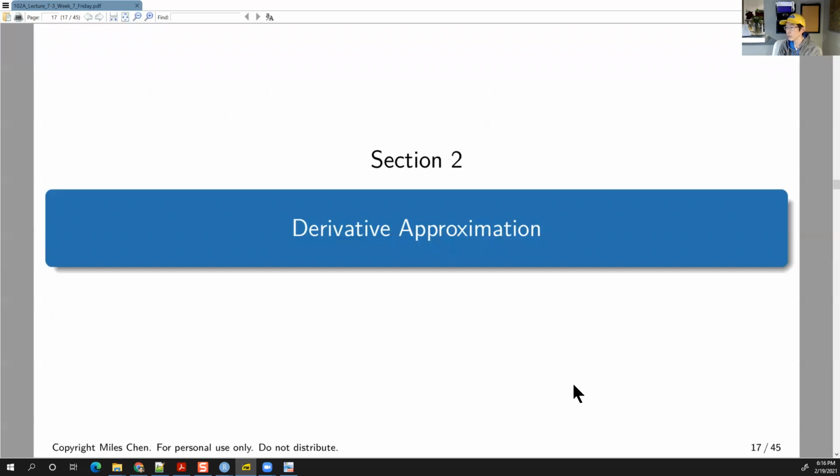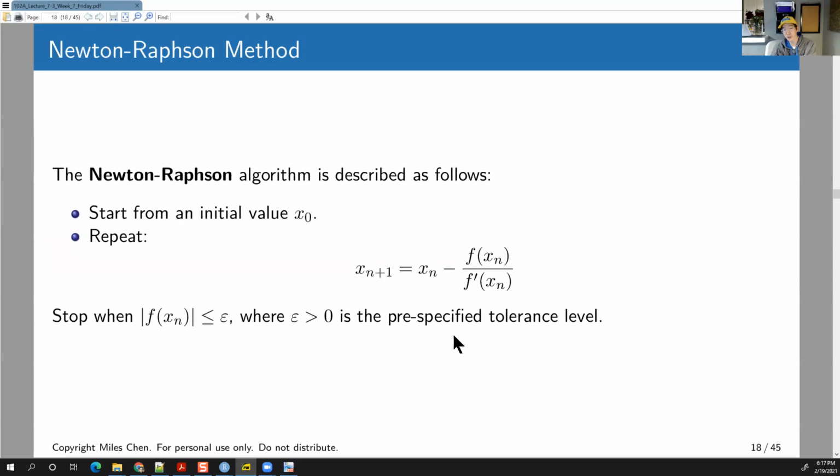All right, let's take a look at, sorry, give me a moment here. Okay, let's take a look at approximating derivatives. Later today, we'll look at some optimization methods that use derivatives, so it'll be useful to be able to calculate derivatives.